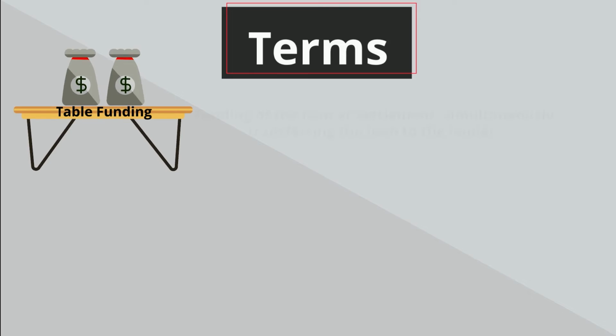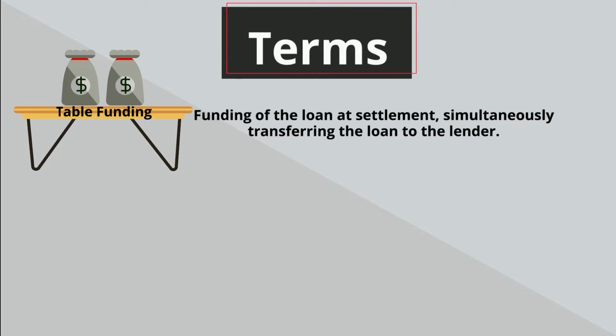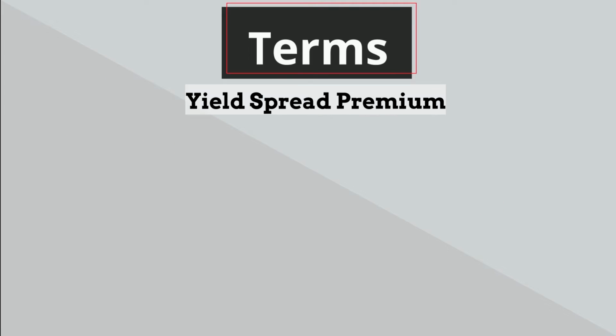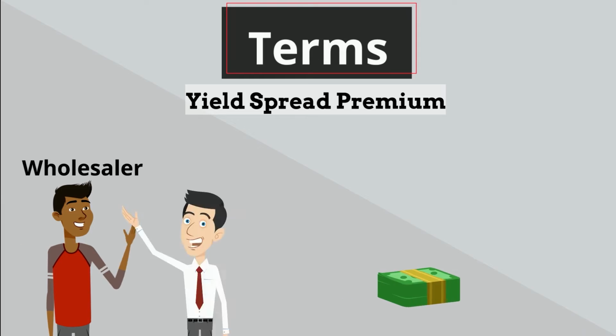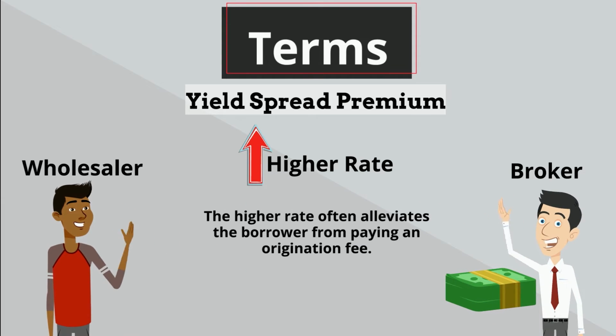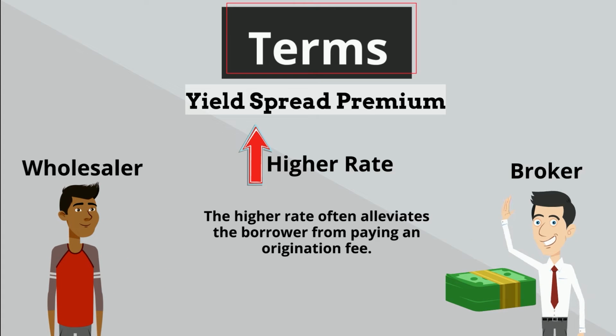Terms. Table funding. Funding of the loan at settlement, simultaneously transferring the loan to the lender. Mortgage banker. A company that can underwrite or fund loans. A mortgage broker does not fund or underwrite loans. Yield spread premium, commission paid from the wholesaler to the broker in exchange for selling a borrower on a higher rate. The higher rate often alleviates the borrower from paying an origination fee.